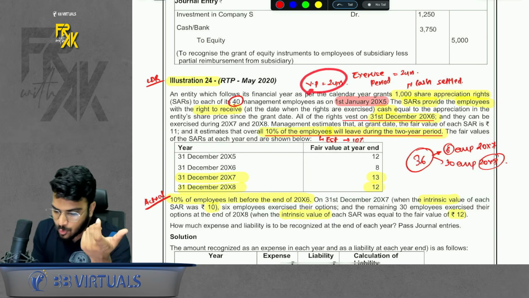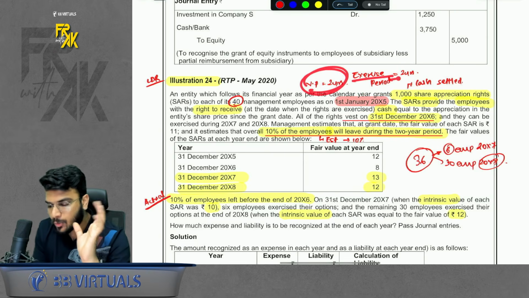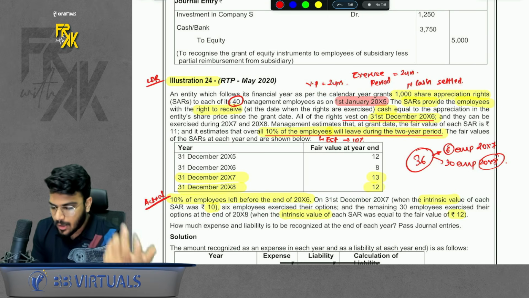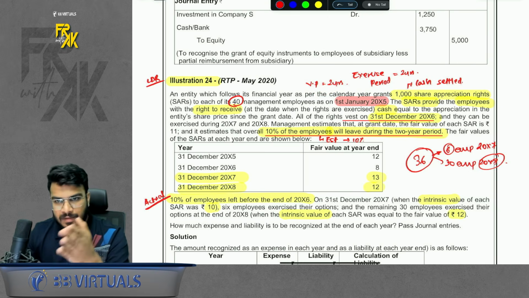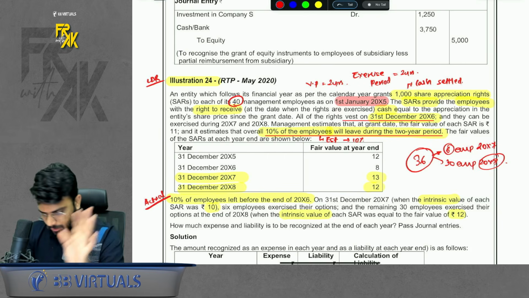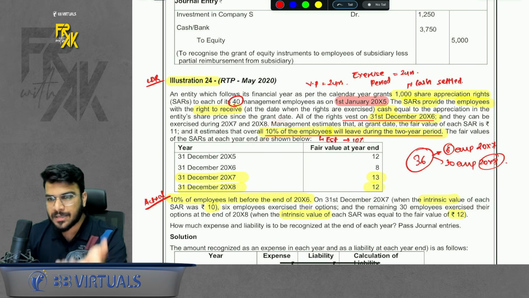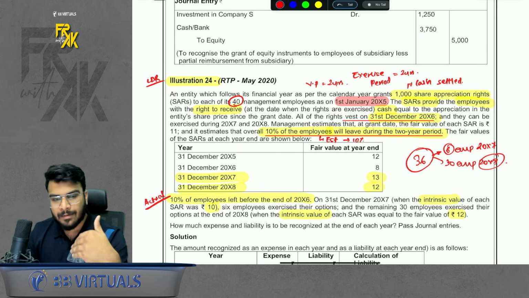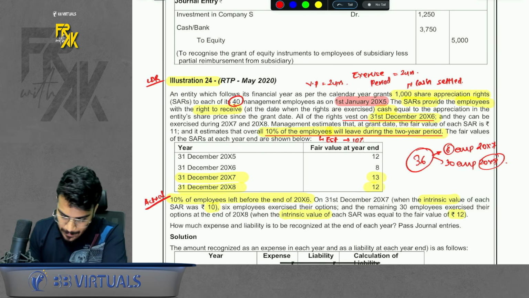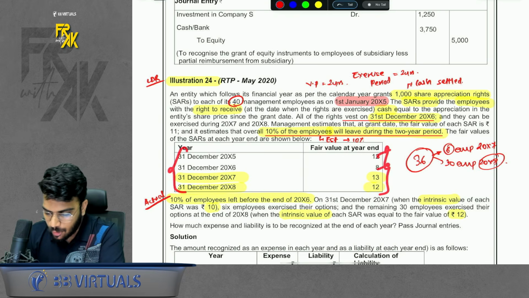Here the vesting period is 2 years and the exercise period is also 2 years. That is simple. So basically the employee has to stay in service for 2 years, and then they can exercise the shares anytime in the 2 years afterwards. Now the expectation is that 10% of employees will leave, and in reality also 10% left. Now the fair value has been given for all the 4 years.